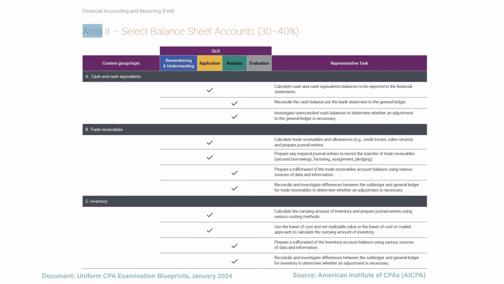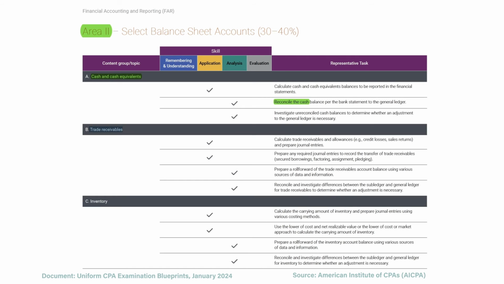And now we move into area 2, which is on the balance sheet accounts. So it's the rules for all of our balance sheet accounts. We start with cash and cash equivalents. We need to know how to define cash and cash equivalents, and we need to be able to reconcile the cash balance to the bank statement by performing a bank reconciliation.